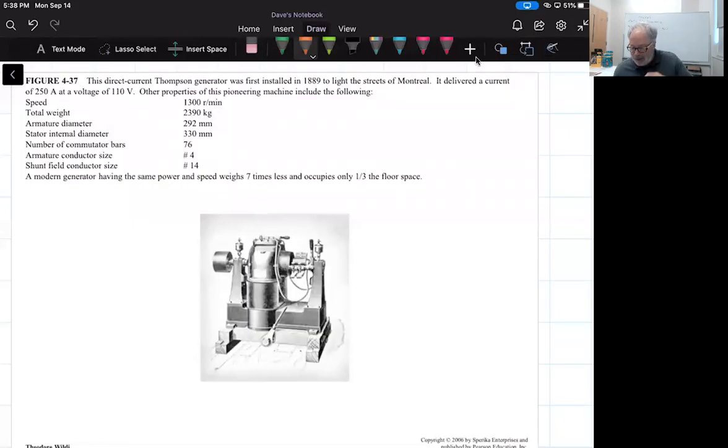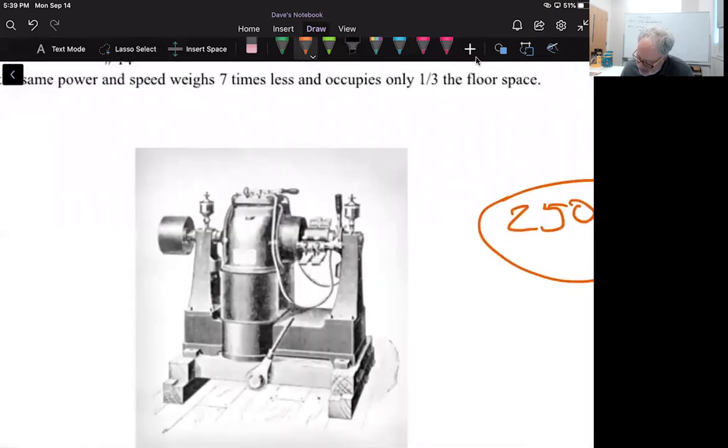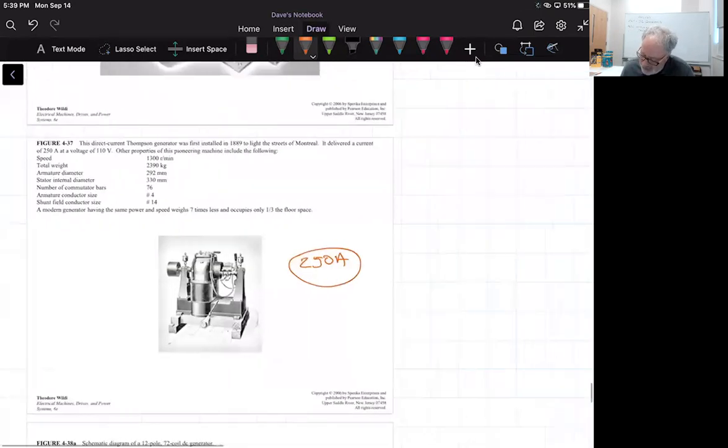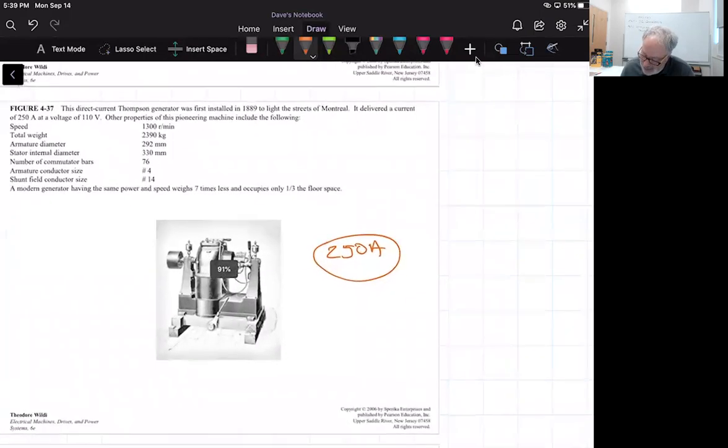Figure 4.37 shows a DC Thomson generator installed in 1889, and it was used to light the streets of Montreal. It delivered a current of 250 amps. Can you imagine? 250 amps, that's a lot of current, at 110 volts. And it's also showing some of the characteristics of this machine. Look at that thing. The speed is 1,390 RPM.